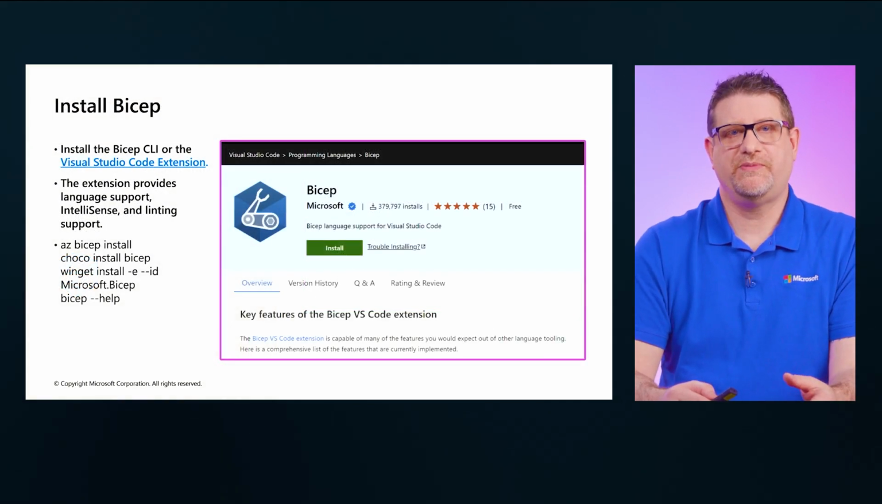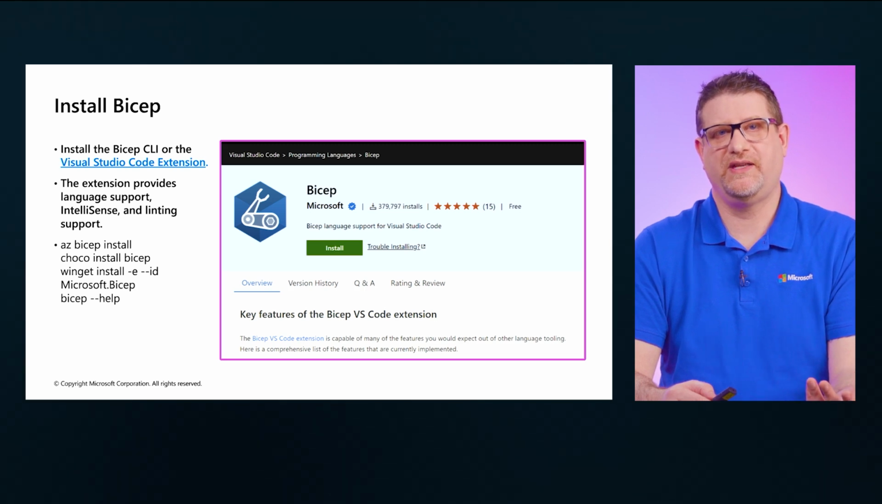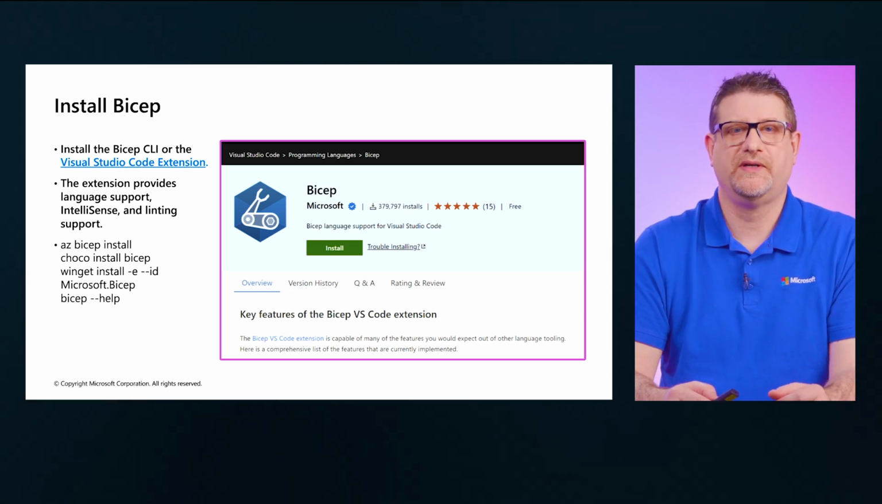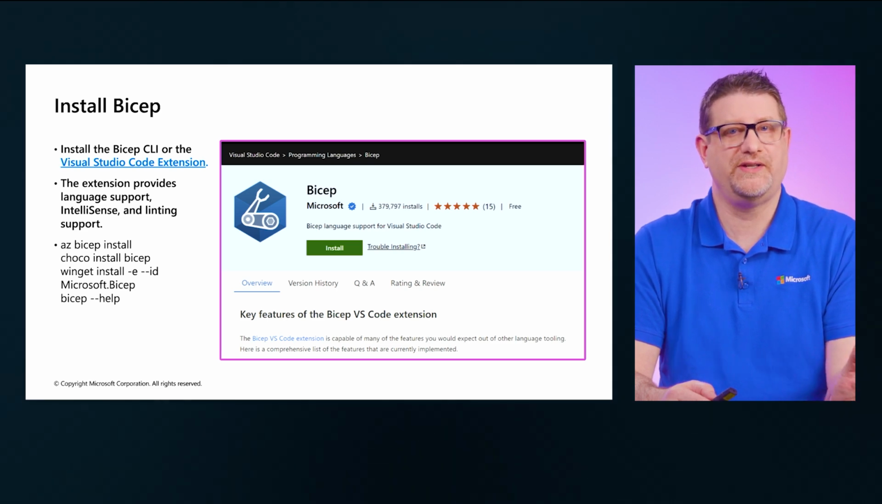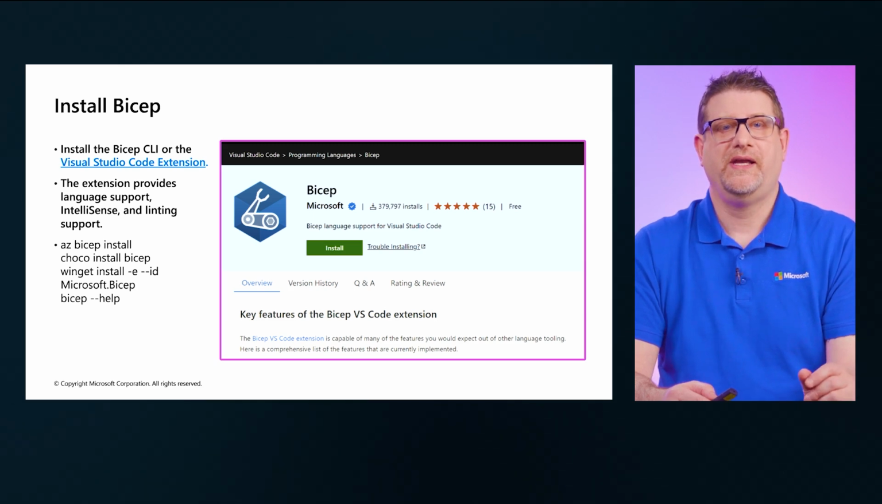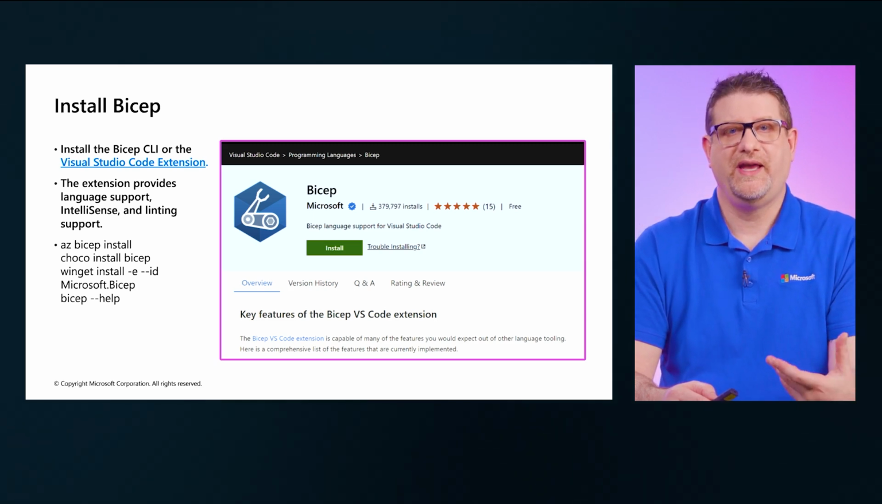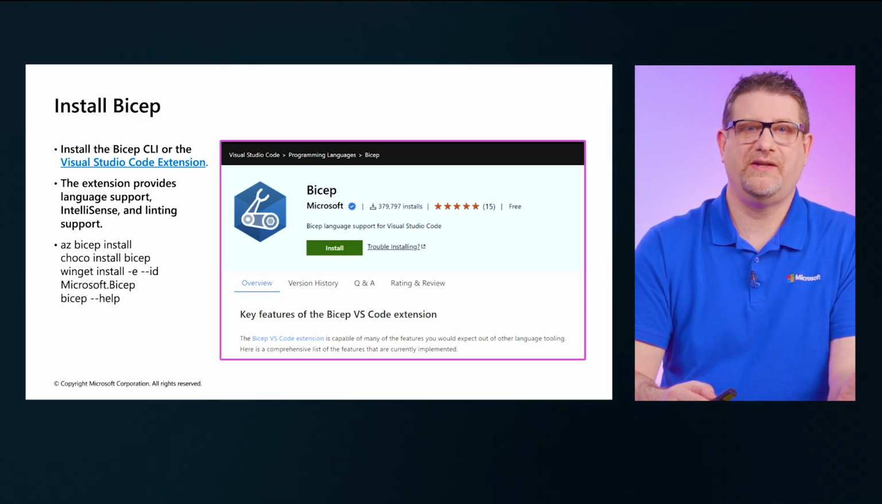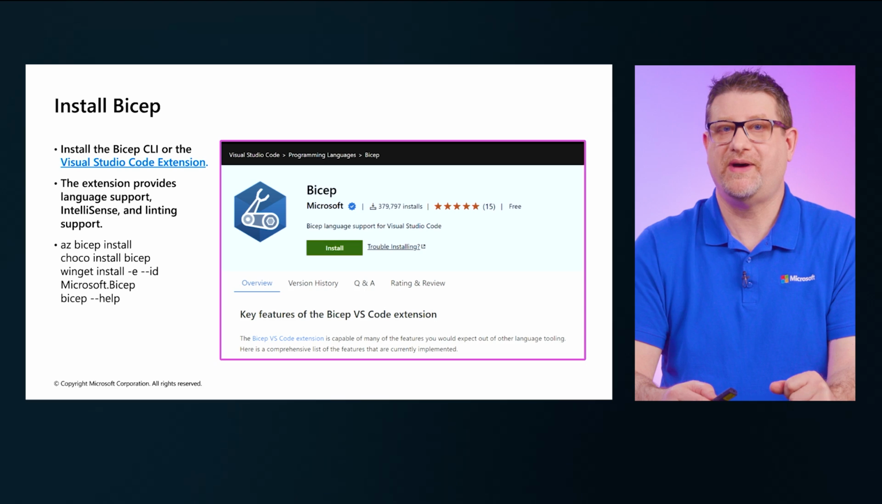Getting started with Azure Bicep is straightforward and designed to give you a smooth authoring experience. To begin, you'll need to install the Bicep CLI, which works across Windows, macOS, and Linux, thanks to Azure CLI's cross-platform support. And you can install Bicep using commands like az bicep install, choco install bicep, or winget install --id Microsoft.Bicep.